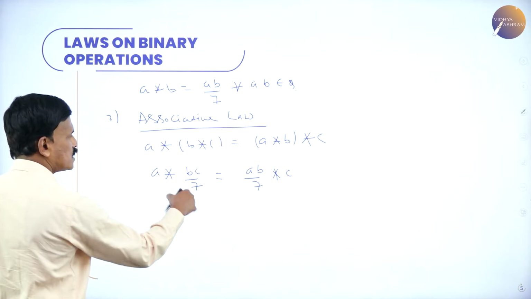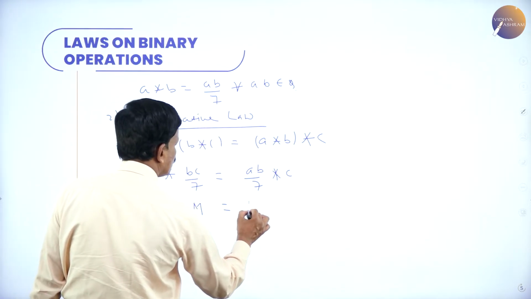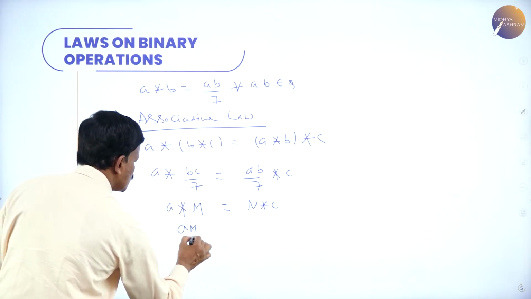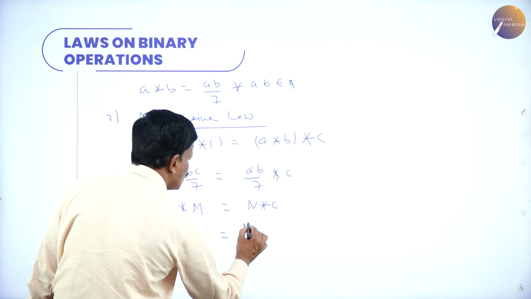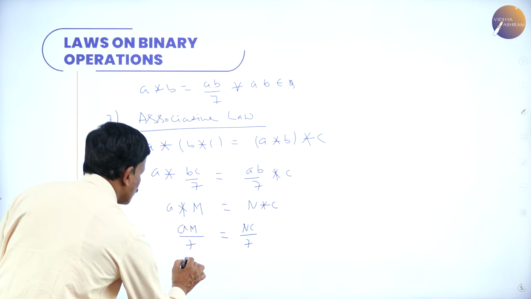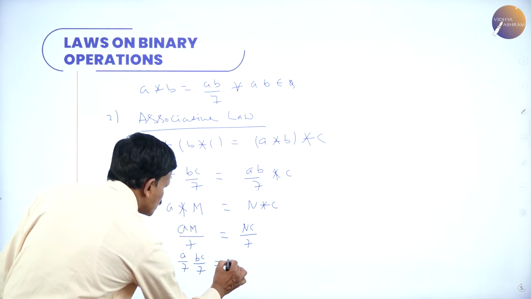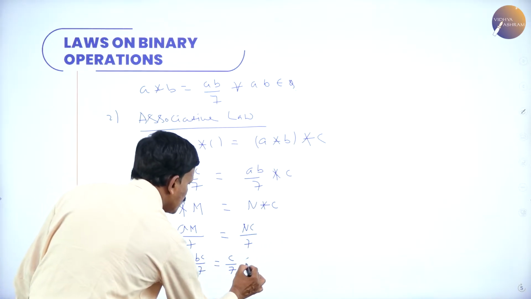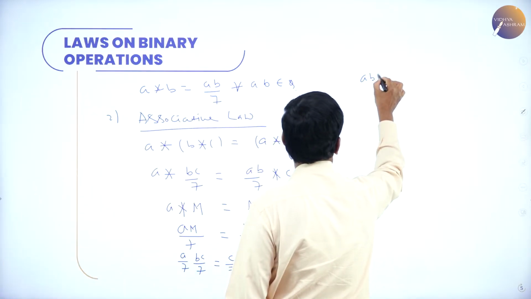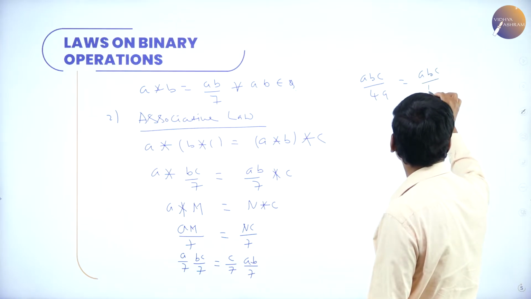Now if you consider this as M, then this can be written as a star M, and this is nothing but N star c. What is M? M is equal to bc by 7. This can be written as aM by 7. This is N into c divided by 7. So substitute the value of M. M is equal to bc by 7, so this is a by 7 into bc by 7. N is equal to ab by 7, so this is ab by 7 into c by 7. Multiply this. This implies abc divided by 7 sevens are 49. Right hand side, abc divided by 7 sevens are 49.